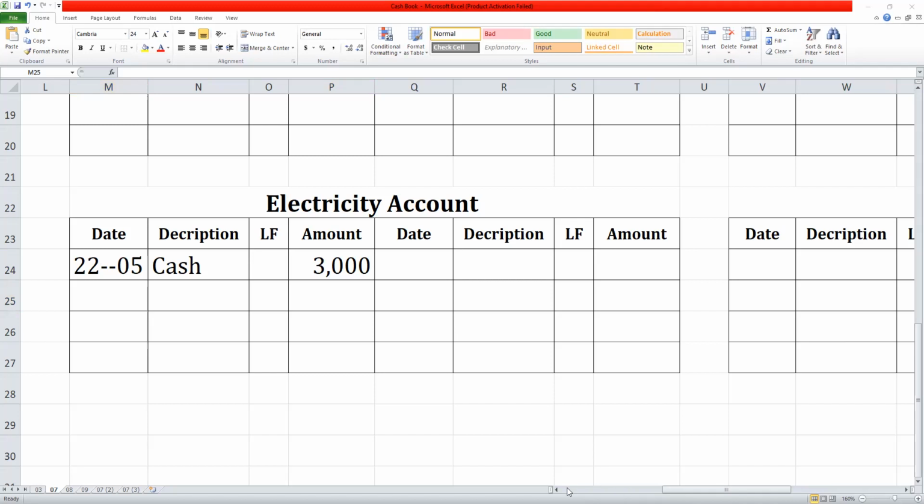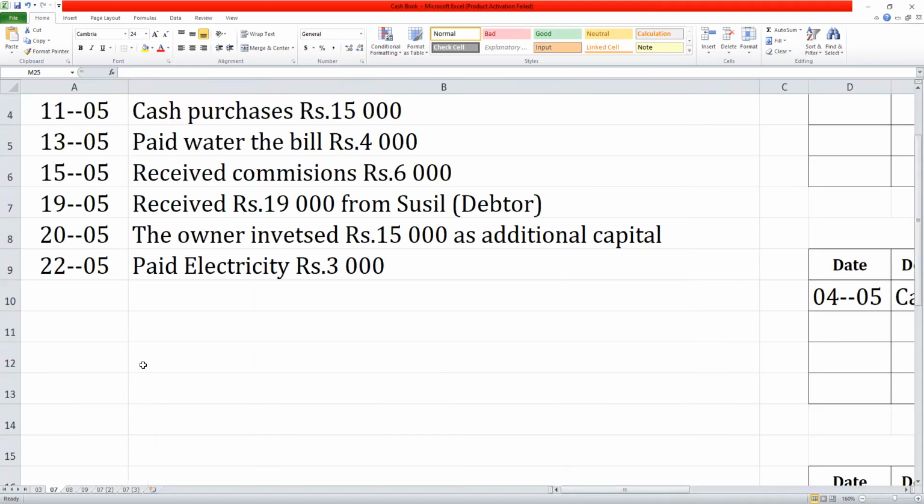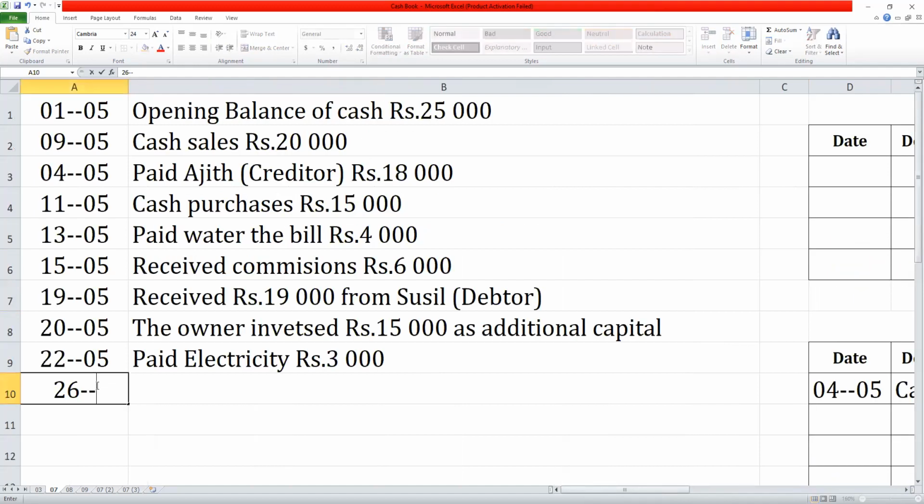Who can describe the next transaction, dated 26th of May, correctly? The transaction is on the payment side, so it's a payment, and the description is drawings. But you don't say paid 10,000 as drawings. It is not the correct way of describing the transaction. Can someone describe the transaction correctly?